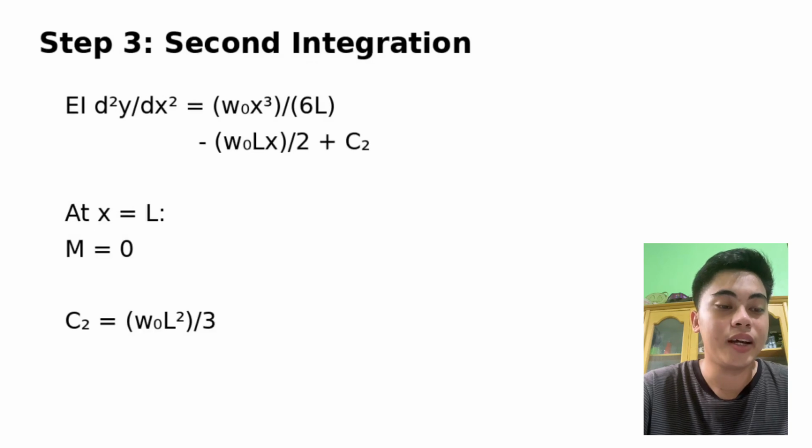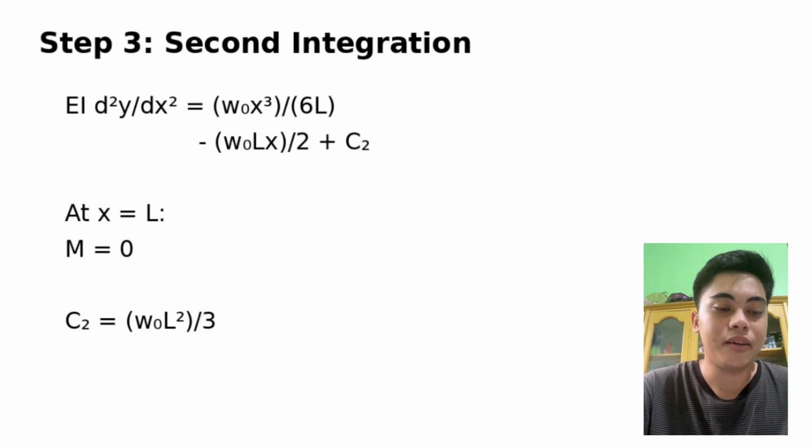Next, we integrate again to obtain the bending moment equation. EI times d²y over dx² is equal to W sub 0 times x cubed over 6L minus W sub 0 times Lx over 2 plus C2.